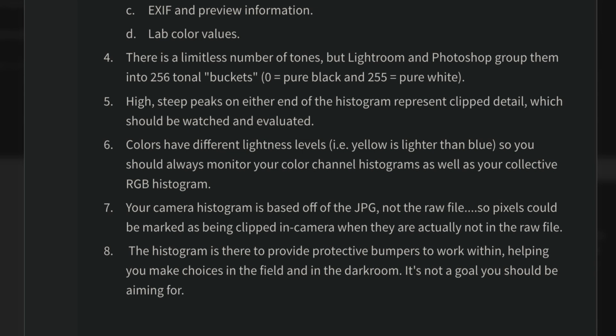Your camera histogram is based off of the JPEG, not the RAW file, so pixels could be marked as being clipped in camera when they are actually not in the RAW file. So in other words, you have a little bit of leeway when using your in-camera histogram as a guide. And finally, the histogram is there to provide protective bumpers to work within, which help you make choices in the field and in the darkroom.